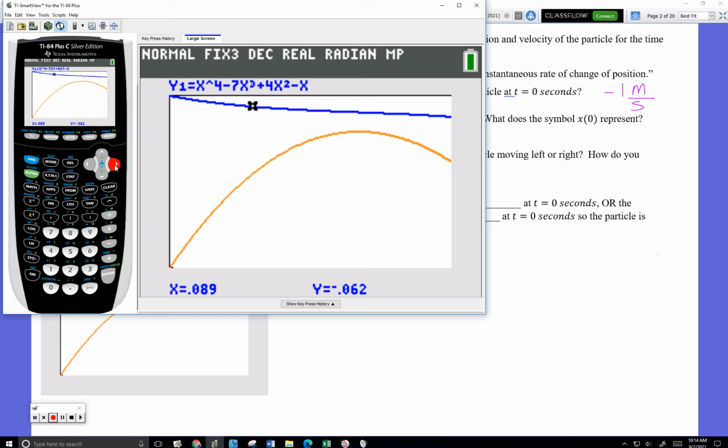Anybody else? Two for Luke. Awesome. Look at the orange again. Pay attention to the numbers.